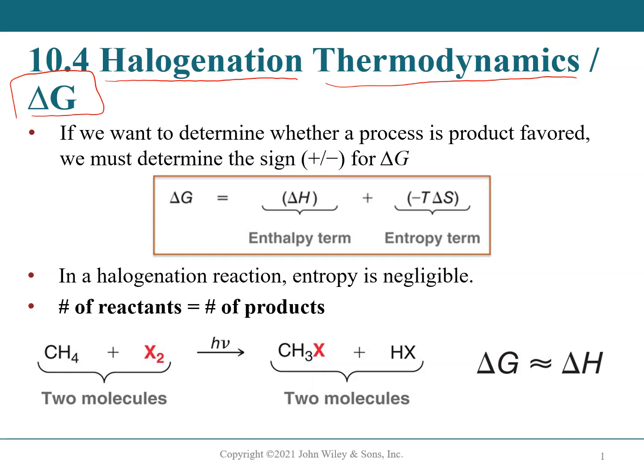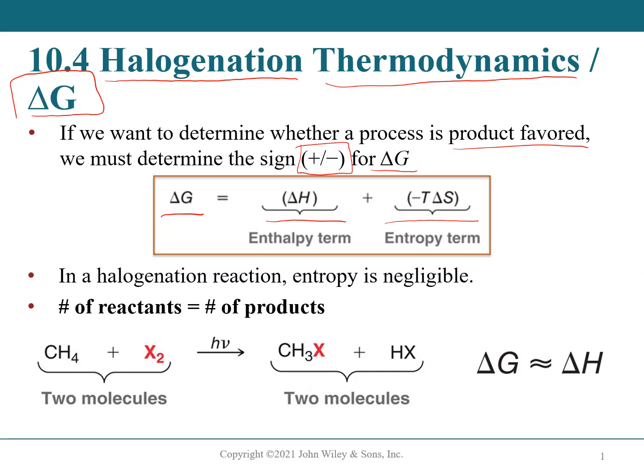So if we want to determine whether a process is product favored, we have to first determine the sign of either plus or minus for delta G, right? And when we look at our delta G, we learned this back in general chemistry, delta G has an enthalpy component, delta H, and an entropy component with minus T delta S.